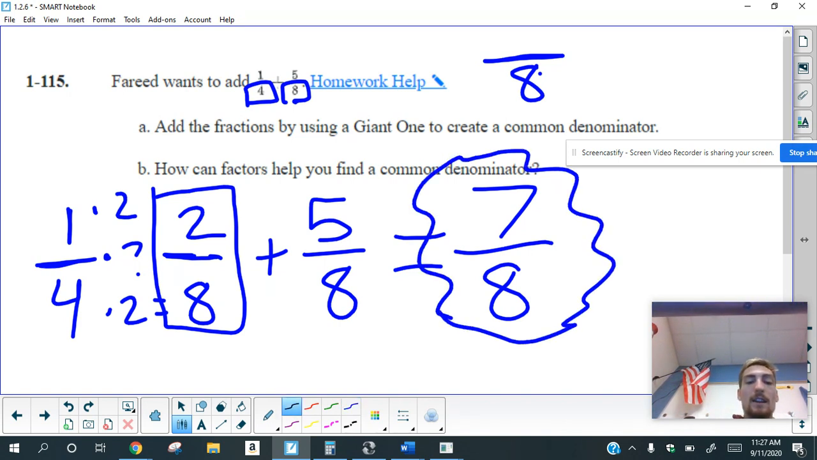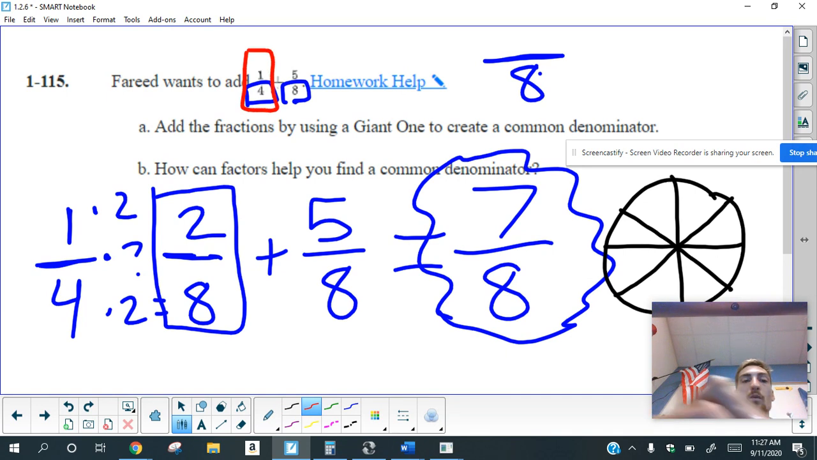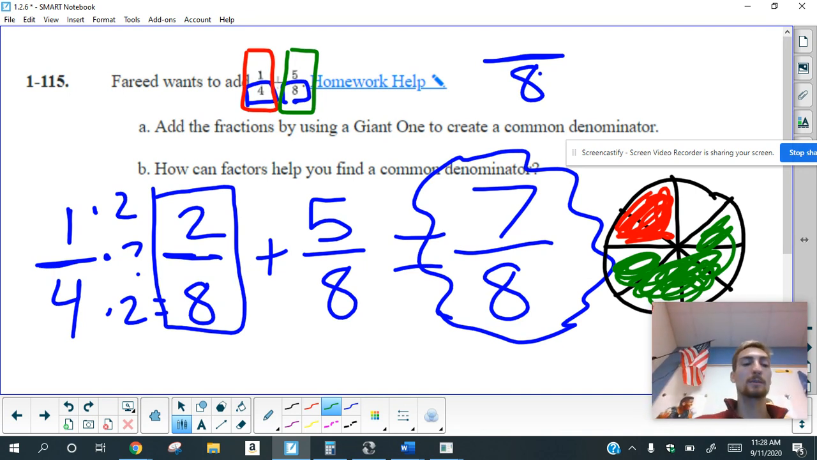And that makes sense, right? If we had a spinner that was divided into eighths, and say 1/4 or 2/8 of those slices were red, and then 5/8 of the spinner was green, then we would have a probability of 7 over 8 of landing on red or green. Okay, so that's where adding fractions comes into play.